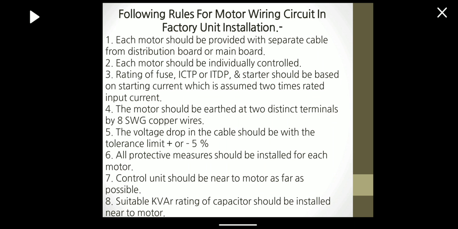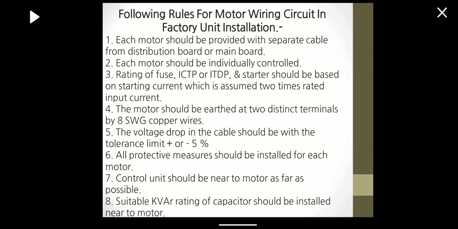Then the motor should be earthed at 2 distinct terminals by 8 SWG copper wire. Voltage drop in the cable should be within the tolerance limit of plus minus 5%. All protective measures should be installed for each motor. That means ICDP and ICTP are the protective measures that should be installed. ELCB is also a protective measure.